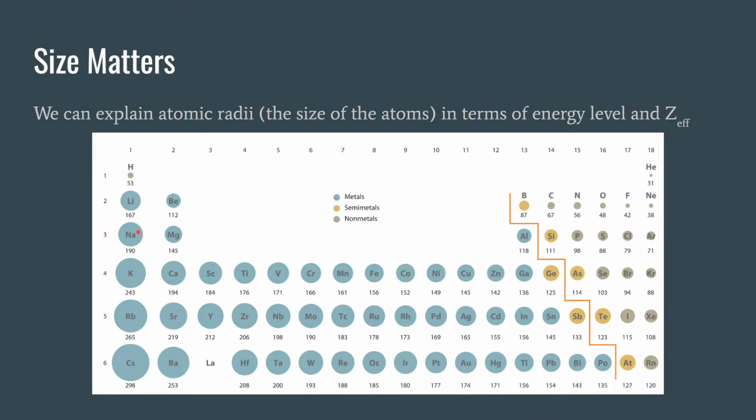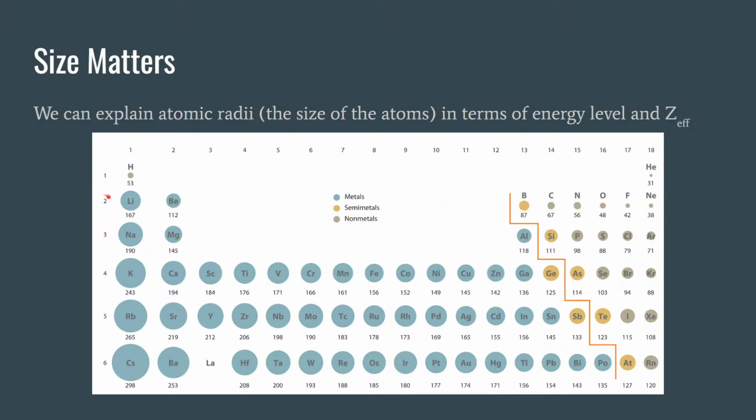Now, the situation is different when you're moving within a period, when you're going from one group to another. Because within that row, the core, the energy level remains the same. What's changing instead is the effective nuclear charge. You're increasing the number of protons, you're increasing the valence, but the core remains the same size. So that means that the nucleus is able to pull harder and harder on the valence electrons as you move to the right along the periodic table.